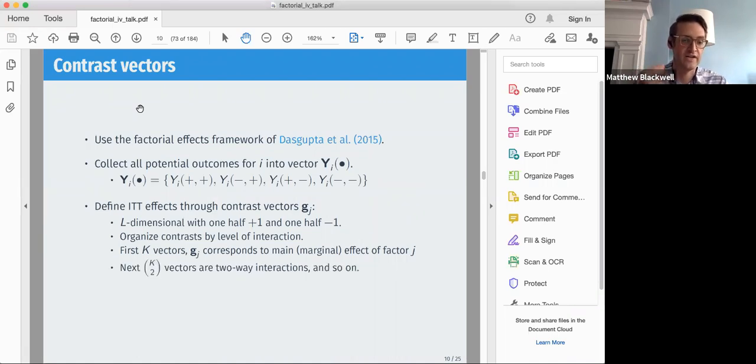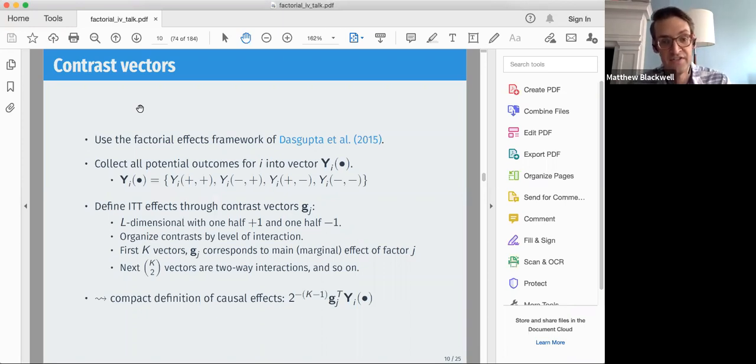And then the next k choose 2 are the two-way interactions, and then the three-way interactions, all the way up to the k-way interactions. So this is just a way of organizing all of the effects. And then we can define individual level causal effects fairly compactly as 2^(-(k-1)) times the product of G sub J times this vector Y_i. What this is doing is selecting out the right contrasts, and then taking the average of them, marginalizing over the other factors.